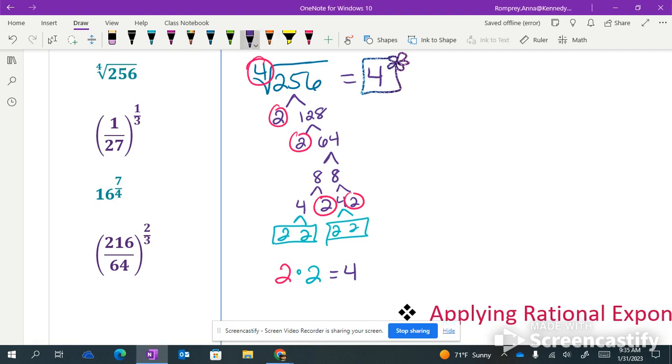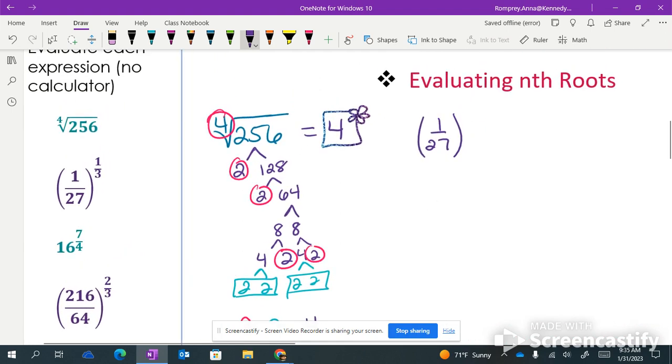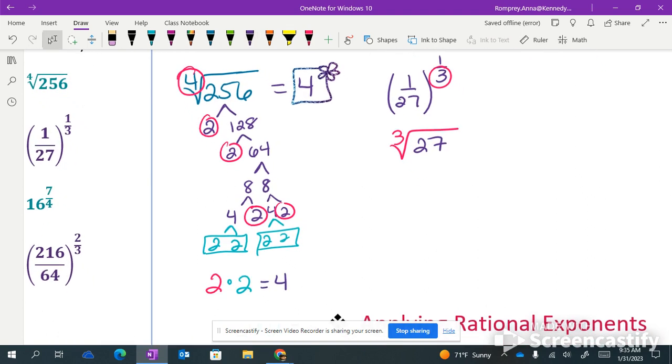Okay, so the next one is 1/27 to the 1/3. All right, so this time we're given a rational exponent. No big deal, but we want to change it to a radical so that we can do this factor tree to break down. So the index tells me my root, it is a cube root of 27. Now I know what the cube root of 27 is, so if you knew that, you could automatically stop. But in case you don't, I'm going to go ahead and go through that factor tree process again.